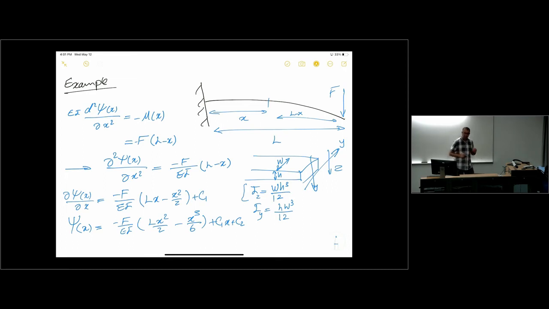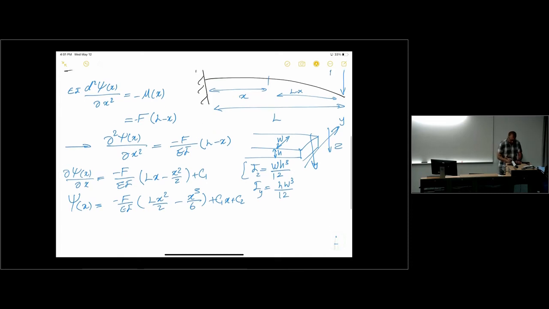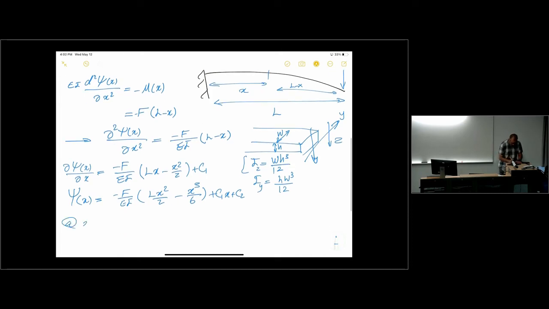I look at the fixed end, those are the easier boundary conditions to apply, because at the fixed end, at x equals 0 for that beam, I have psi of x equals psi of 0 equals 0, and then the first derivative, so psi prime of x, is also 0, right?